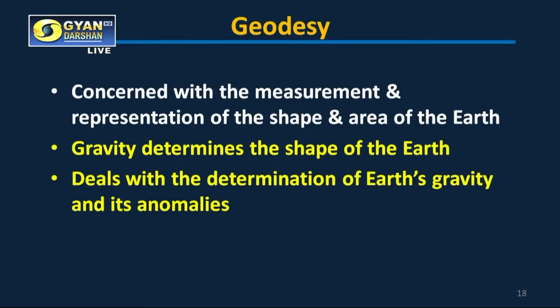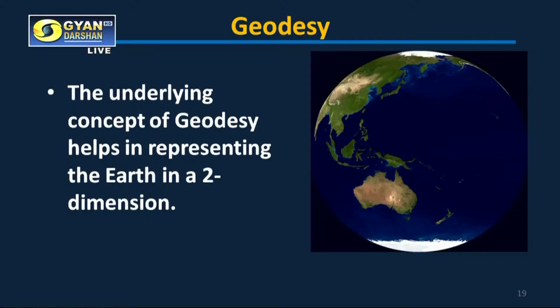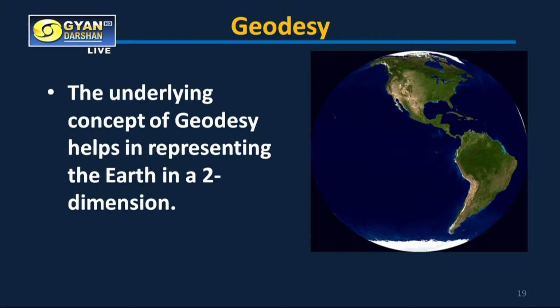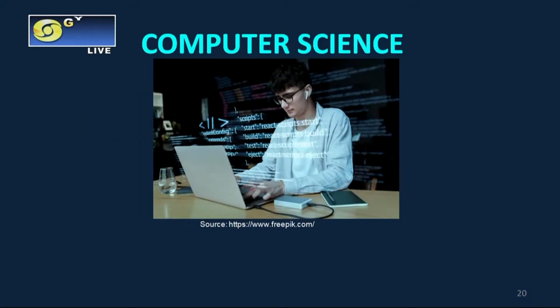Now, geodesy. What is geodesy? It is concerned with the measurement and representation of the shape and area of the earth. Gravity determines the shape of the earth, you know. It deals with the determination of earth's gravity and its anomalies. So the underlying concept of geodesy helps in representing the earth in dimension.